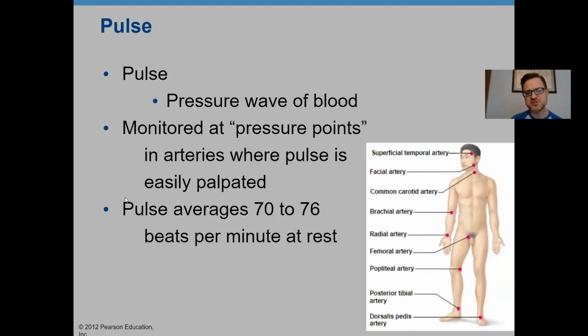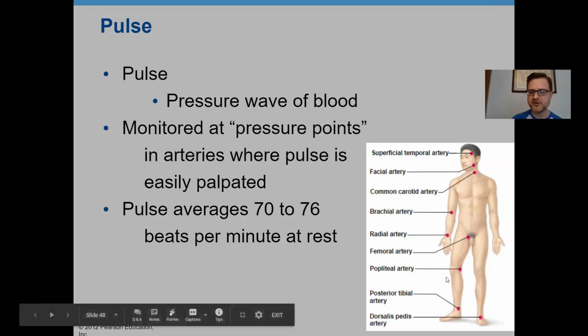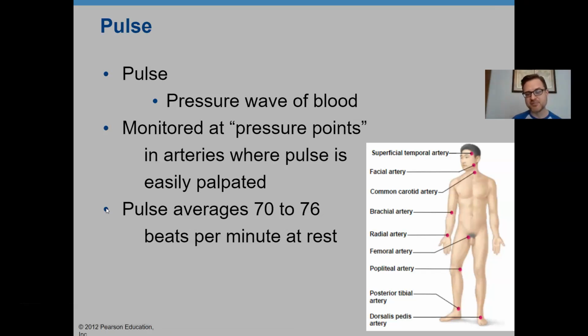So pulse, we can do this super fast. Your average pulse is 70 to 80 beats per minute. You can measure your pulse at many places: your neck, your wrist, the brachial artery, your foot, your groin, the back of your knee. It's just measuring how many beats per minute. You can feel the blood pulsing. Not a whole lot to say about that.